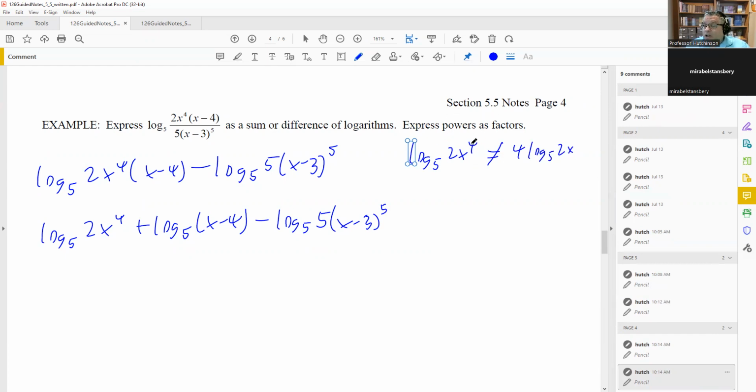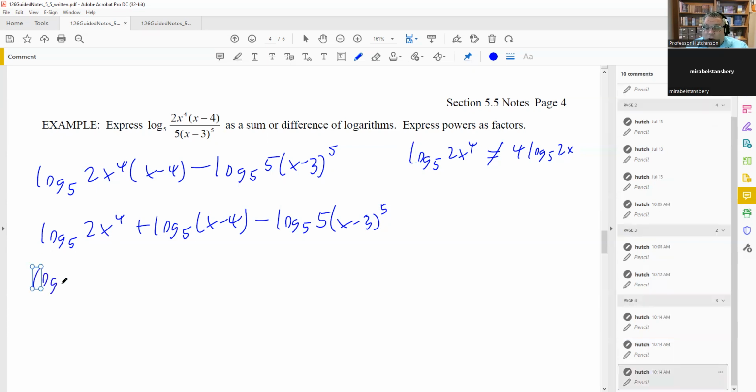Now, the reason why is because the 4 only applies to the x. The only way this would be true is if there are parentheses around the entire 2x, then you could bring the 4 down the front and that would be true. But in this case, there's no parentheses around this. So what that means is that the 4 is only connected to the x, not the whole thing. So it's incorrect to jump the 4 because then you're jumping the 2. So here is the correct way of doing this problem.